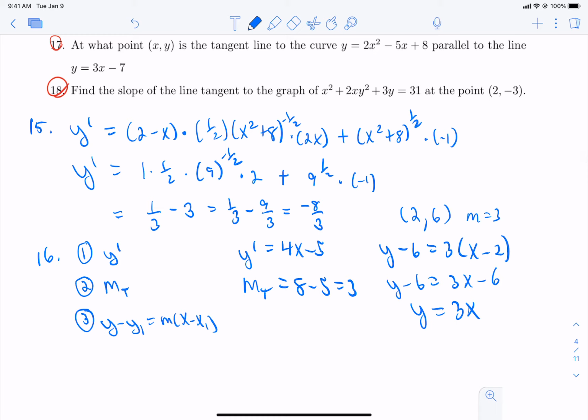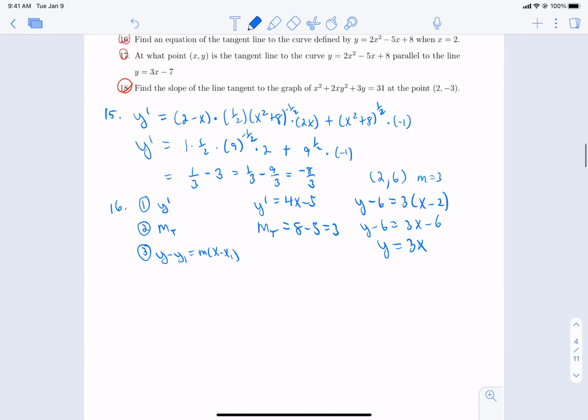So that being said, what we just did in 16, what I would like you to do is give 17 and 18 a shot. And I'll do it too, and then we can compare. Okay? So try 17 and 18 on your own. Don't peek until you're ready. And I'll get mine started too.